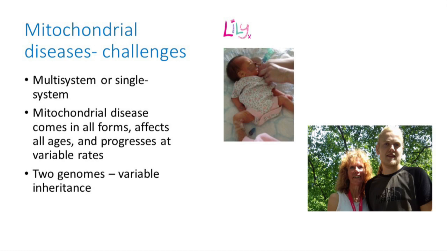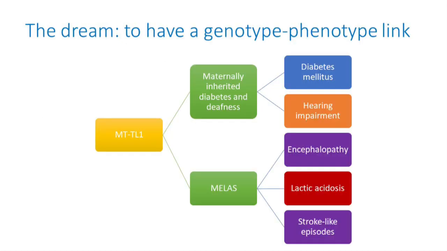Mitochondrial disease comes in all shapes and sizes, affects all ages, and progresses at variable rates. And you've got two genomes, your nuclear genome and your mitochondrial DNA, which means you have a very variable inheritance pattern as well. Wouldn't it be great if we had this genotype-phenotype link, the holy grail of all rare diseases, right? You have your gene and you have your set of presentations, and you can go back and forth and go, look, I have a patient with diabetes and hearing loss, and that's most likely to be this gene.